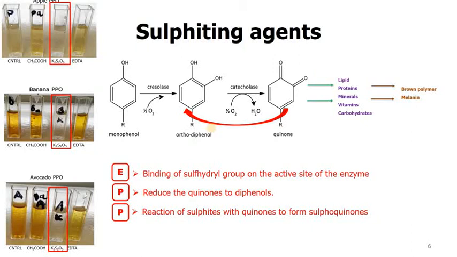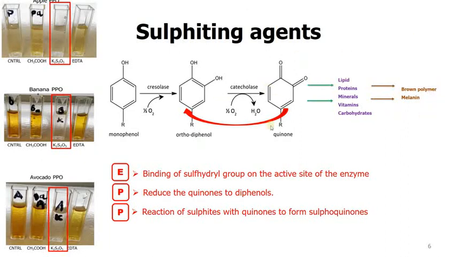And then the third way of doing it, targeted still towards the product, is that your bisulfite reacts with the benzoquinone. Remember we said benzoquinones are highly unstable. They want to react with everything. So these bisulfites will just react with that and form what we call sulfoquinones. And those sulfoquinones are quite stable. So once this sulfoquinone is formed, it cannot spontaneously polymerize with the lipids, proteins, and minerals to form the brown polymer.